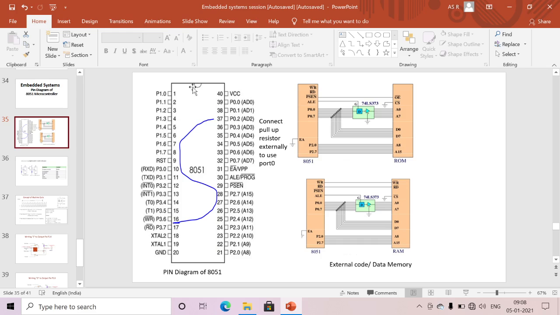First we need to identify the notch. From the notch, the left side is my first pin. From that, 1 to 20 is my left side, 21 to 40 is my right side. This is the way we need to represent our pin numbers.